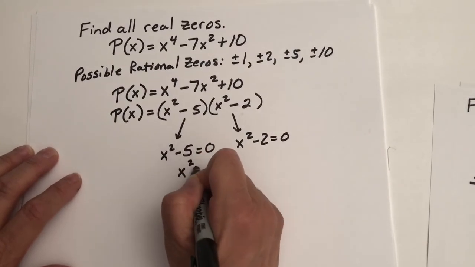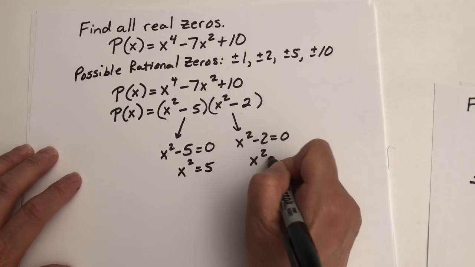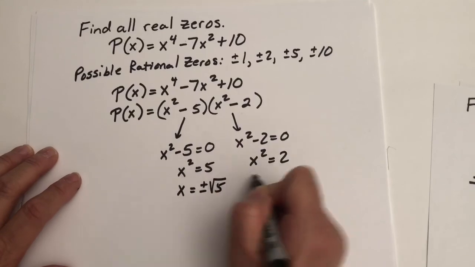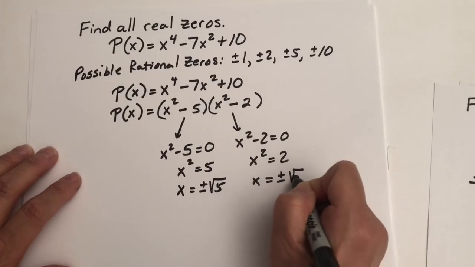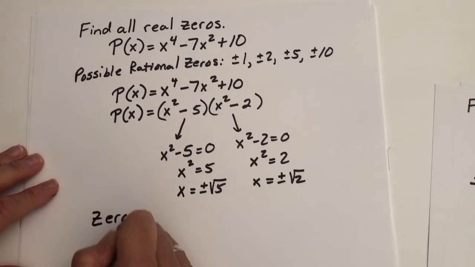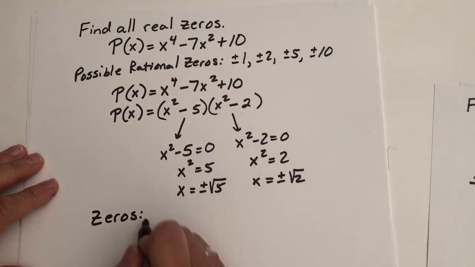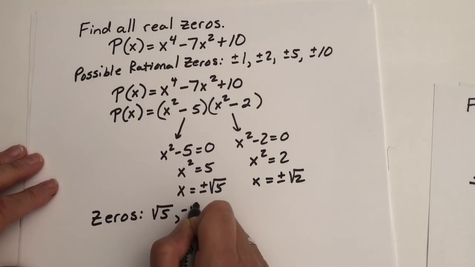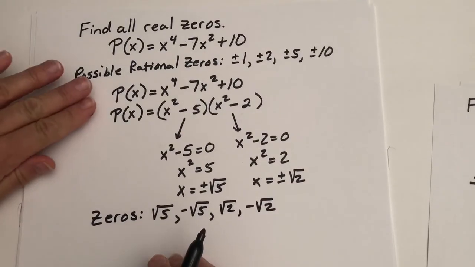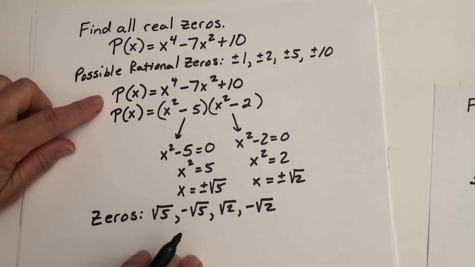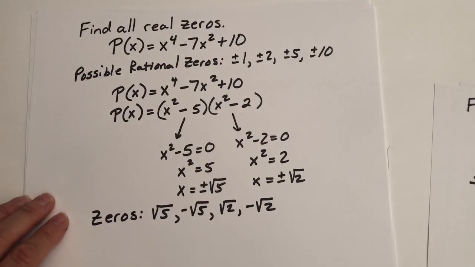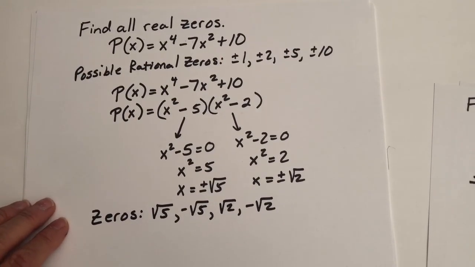So we have x squared equals 5, and we have x squared equals 2. So x equals plus or minus the square root of 5, and x equals plus or minus the square root of 2. So we do have 4 zeros for this particular problem, and they are square root of 5 and negative square root of 5, positive square root of 2, and negative square root of 2. So don't forget about your traditional strategies of factoring, your strategies for factoring trinomials, and sometimes you'll see that some problems will factor by grouping. Just don't forget those.